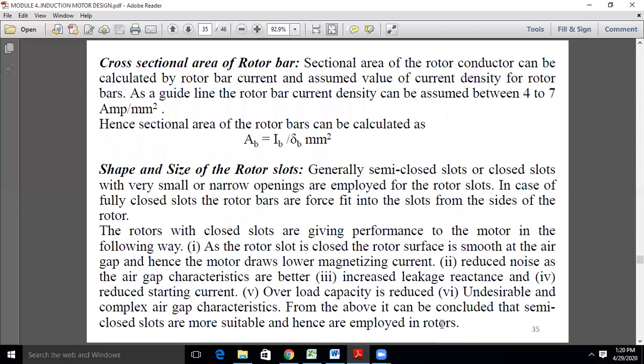Moving forward, the cross-sectional area of the rotor bar will be given by AB equal to IB by delta B. Then the shape and size of the rotor slots. These are generally semi-closed slots, as we discussed in the stator: open type, semi-closed type, and taper type. Here also are some of the rotor slot designs.